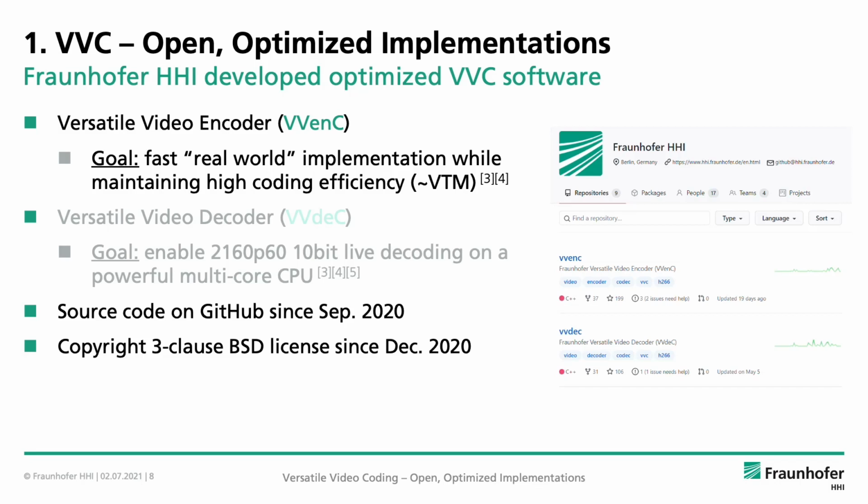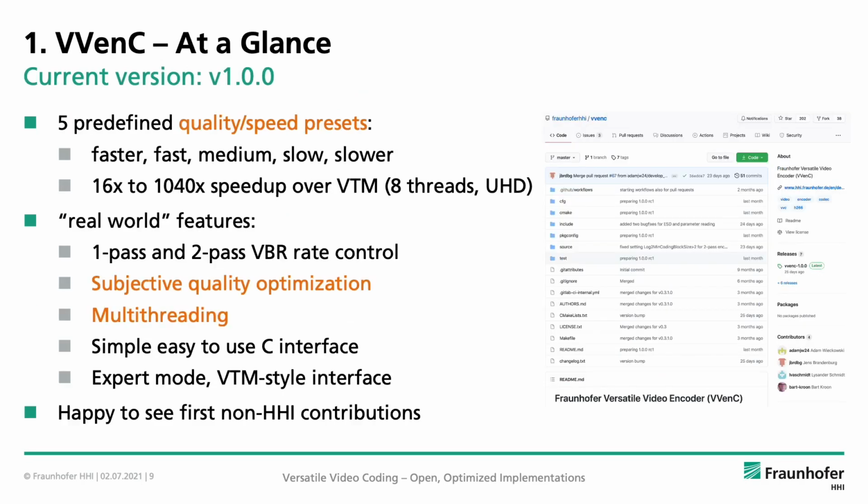The source code has been available on GitHub since September last year, and since December 2020, it has a copyright-free BSD license to make it easy for everyone to contribute. So the current version is version 1.0 of VVEnc. It has 5 predefined quality-speed presets, ranging from faster, so very fast but with moderate coding efficiency, to slower, having full coding efficiency when compared to VTM.